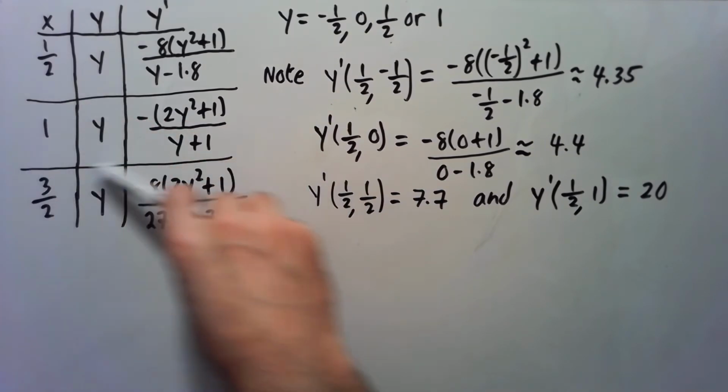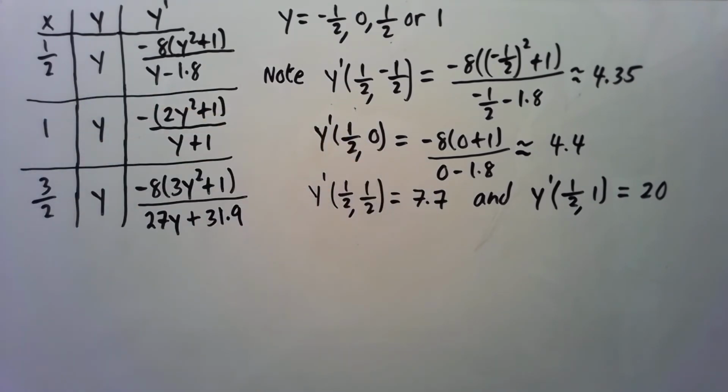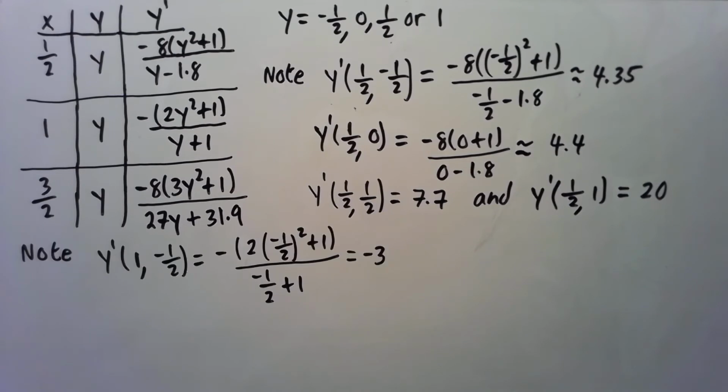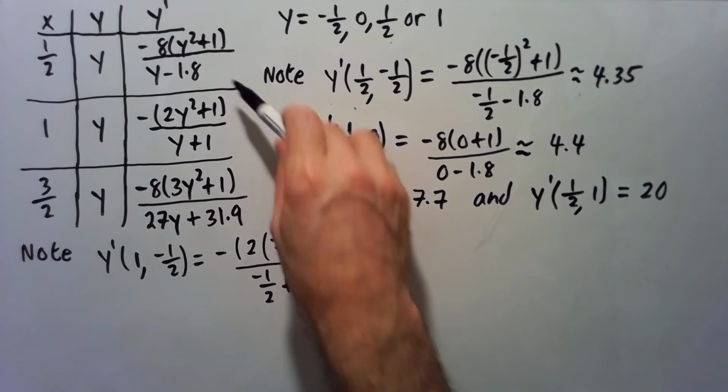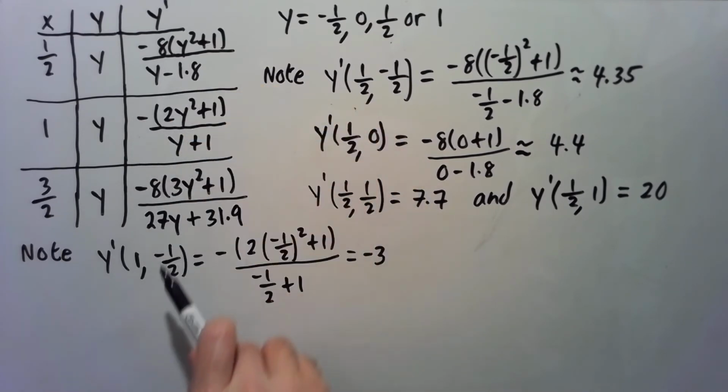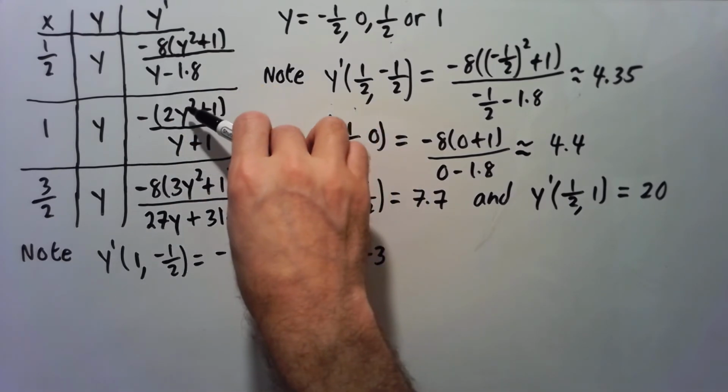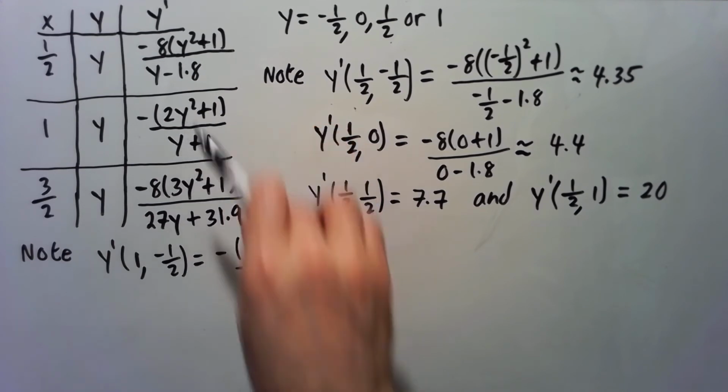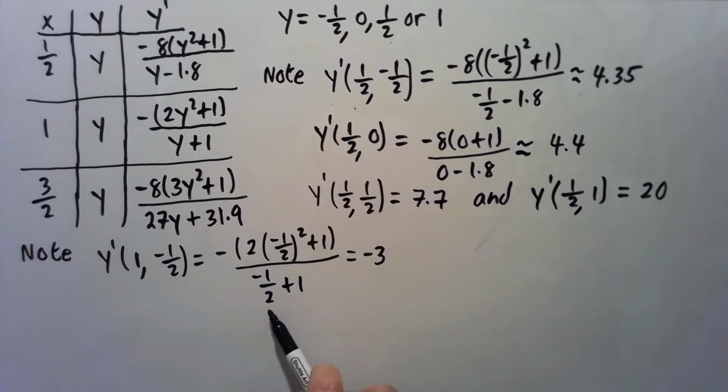Let's do this one next. Okay. So next we'll do y prime of 1, -1/2. So using this one now, putting y being -1/2 in place of y here and here. So that's what I've done here. Working that out, you get -3.